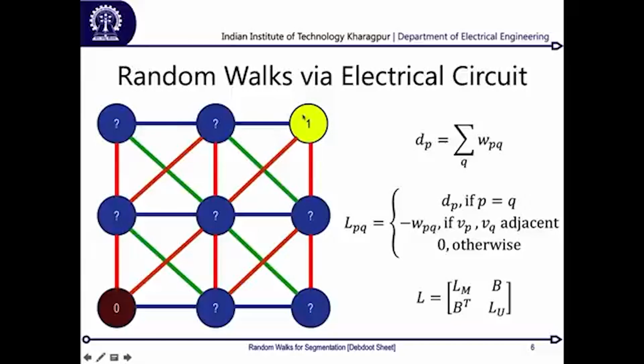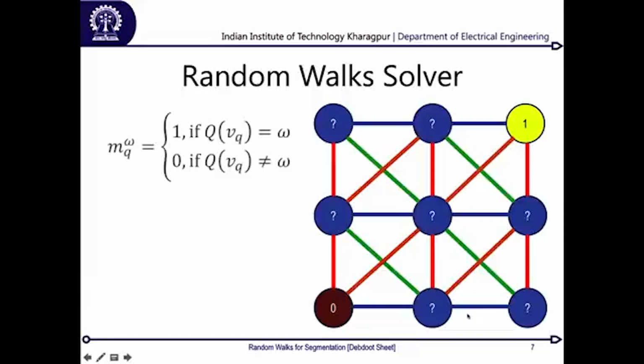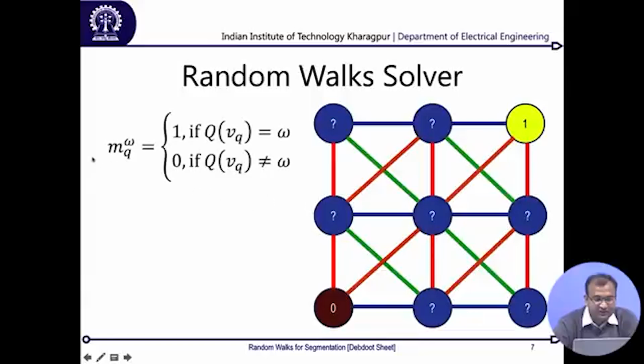Then L_U will have an entry from this one to this one, then this one to this one, which are all unmarked, whereas B will have an entry from this to this, this to this, this to this, and this to this, this to this, and this one to this one. So, these are the particular kinds of entries which will be present in this matrix called L, or the Laplacian matrix.